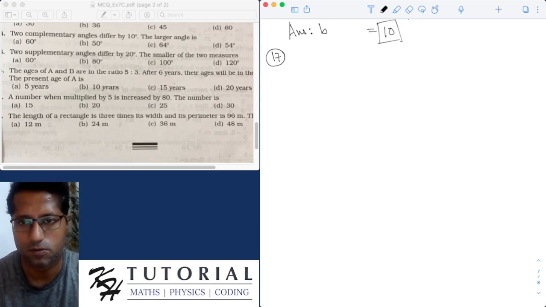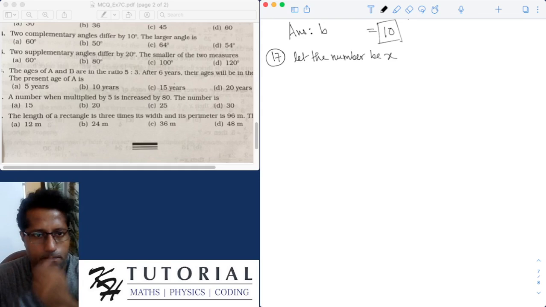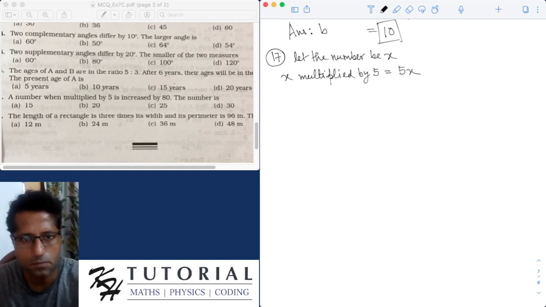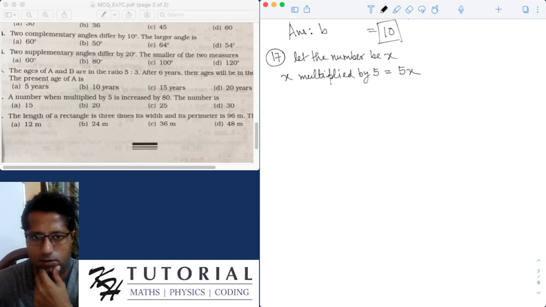So, let the number be x. A number when multiplied by 5: x multiplied by 5 equals 5x. Now it is saying that after multiplying the number by 5, we got 5x, and this number is more than the original number by 80.